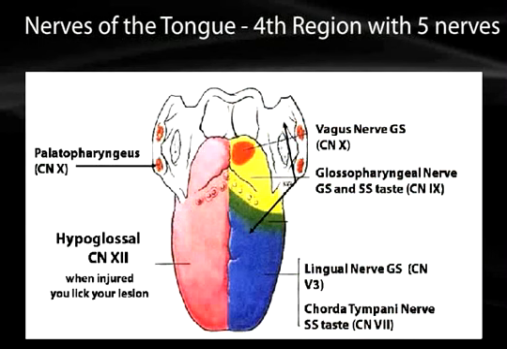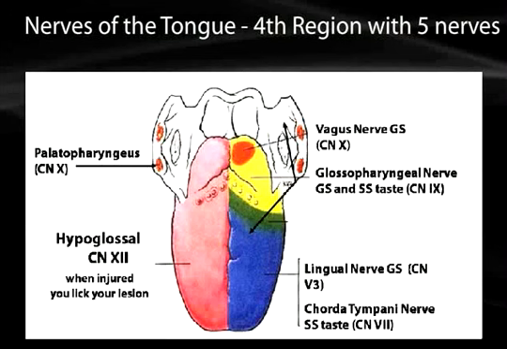Our fourth region with 5 nerves associated with it would be the tongue. And there's going to be 1 motor nerve and 4 sensory nerves that are distributing to this area. First of all, we can see that the hypoglossal nerve will be the motor supply for all of the intrinsic and extrinsic muscles of the tongue.